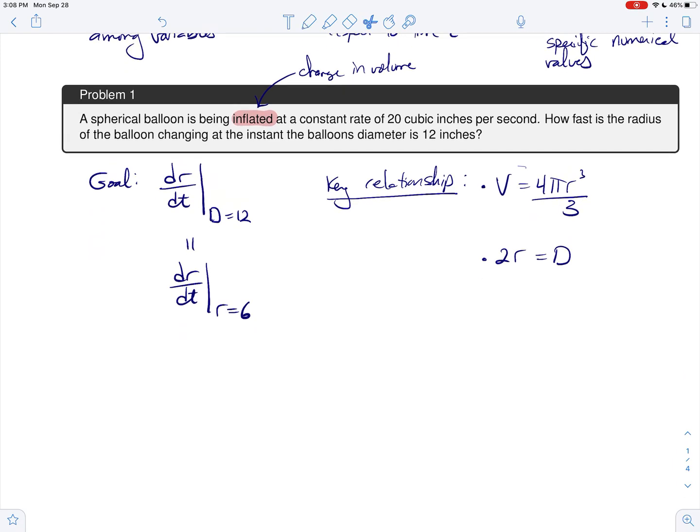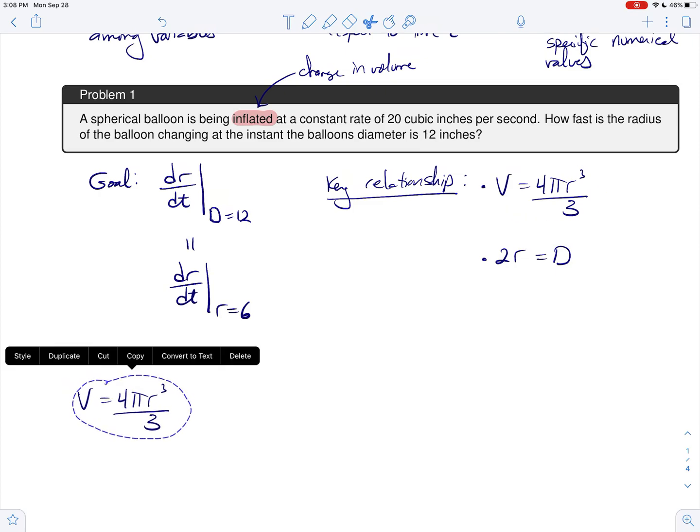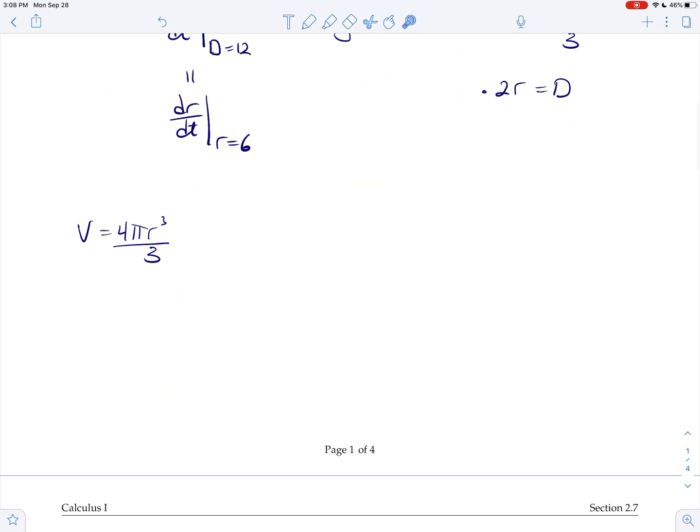So now we're going to copy this formula. I'm going to go ahead and write it down again over here. And here's what I want you to realize. This is a formula, and every variable, pi is not a variable, by the way, that's just a constant, every variable you're to view as a function of time. As time passes, the volume of the balloon is changing. It's a function of time. As time passes, the radius of the balloon is changing. It's a function of time.